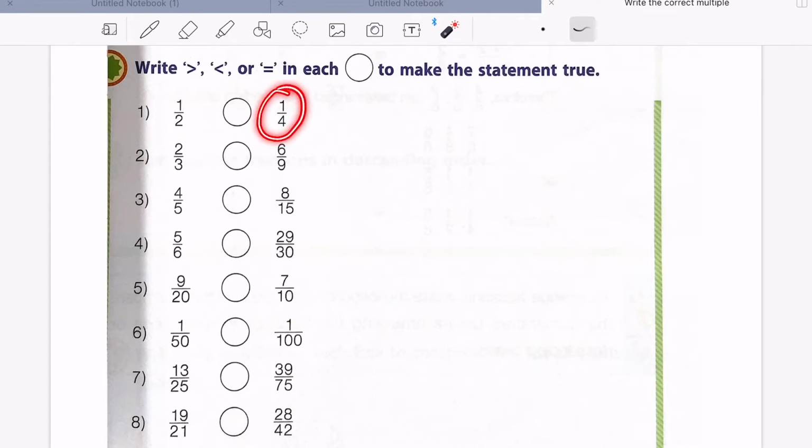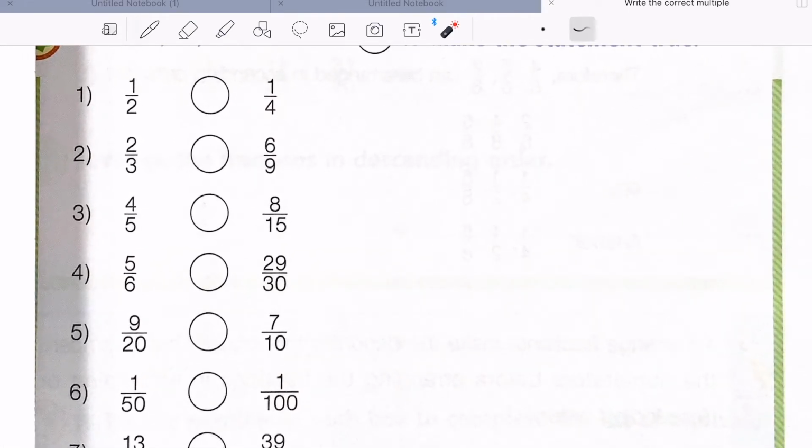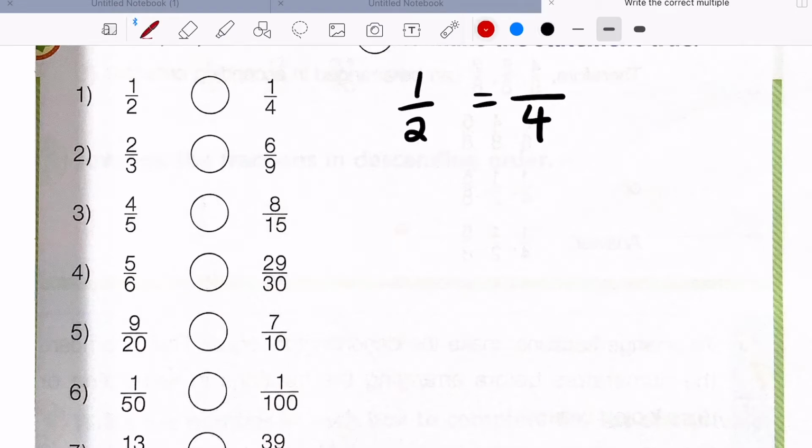1/2 and 1/4. Let's take a look at number 1. Let me zoom in closer. Compare 1/2 and 1/4. So what do we have to do? 2 and 4 are not the same. So what do I have to do to turn 1/2 into something over 4? Times 2, you're right. Times 2, and then the top, what do I have to do? Times 2 as well. So 2 times 1 is 2.